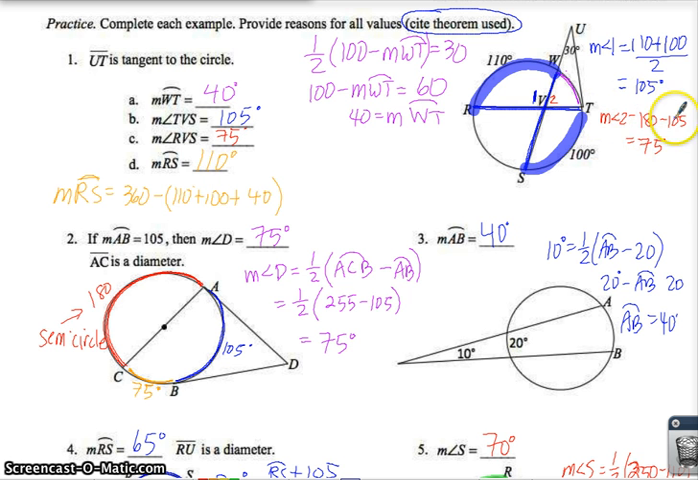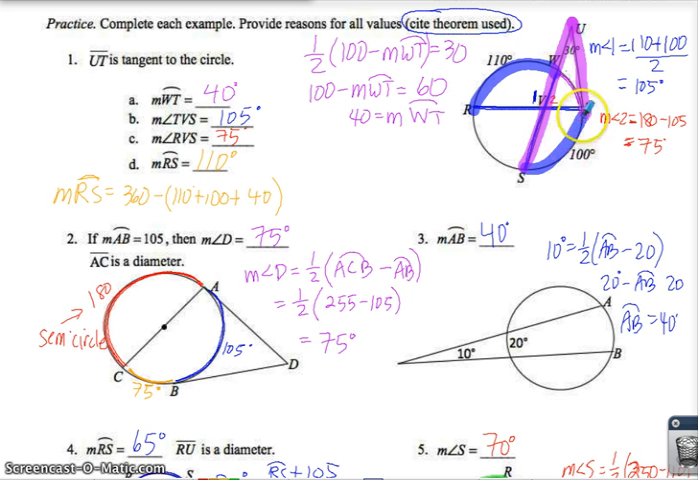Now, how do we get the measure of angle 2? I don't know what's happened here, some of these symbols. Sorry, that was to get my RVS. Then I had to find the arc of WT right here. So what did I do? Well, I had to use the half 100 minus WT. Now, why did I do that? Because this time, sorry, I'm going to start getting messy here. This time you have a secant and a tangent.